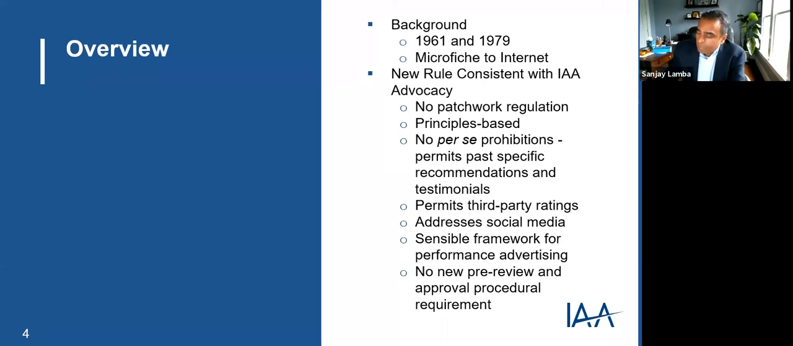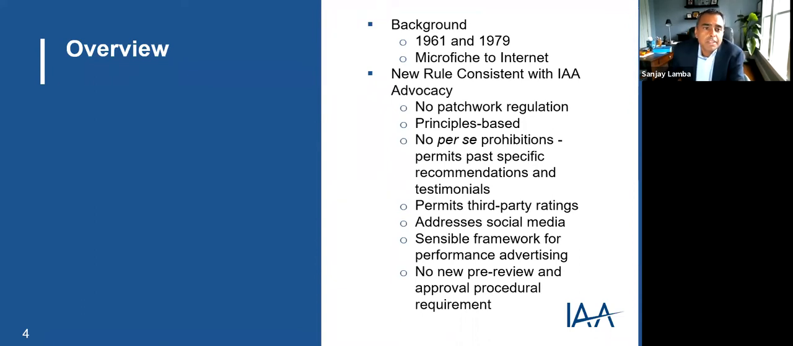And perhaps what is probably the biggest win in terms of changes from the proposal is that there will be no new procedural requirement to pre-review all advertisements. As I said, this is a huge win. And again, this is consistent with our recommendation. And I say this is a big win because, as we noted in our comment letter, the proposed pre-review requirement would have imposed enormous compliance burdens and perhaps more importantly, interfered with your communications with your existing clients. So we were extremely pleased to see none of that made it into the rule text.